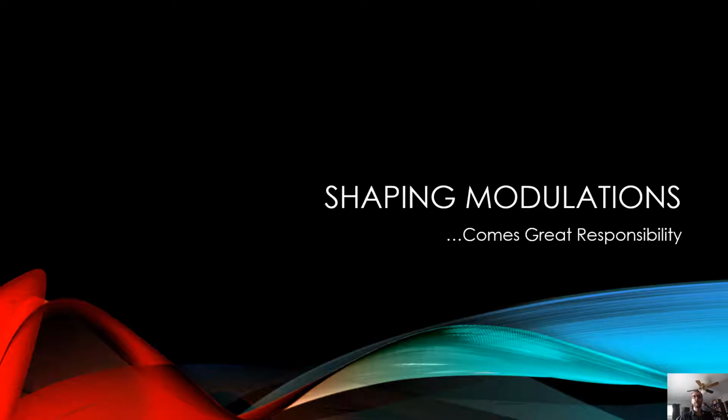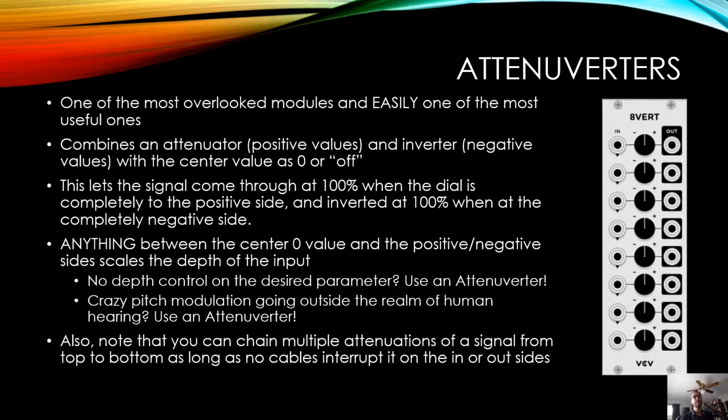But you can also shape modulation. There are different ways to take the modulation and make it even more modulated. First and foremost is the ATTENUVERTER. This is probably one of the most useful modules in modular synthesizer.